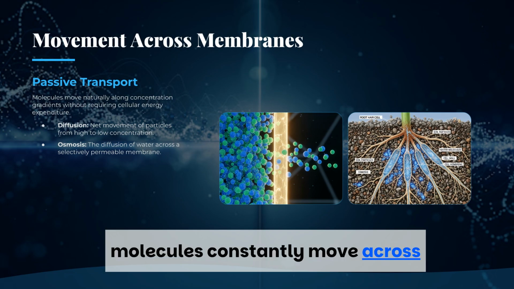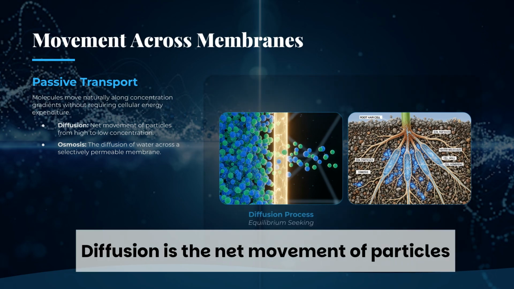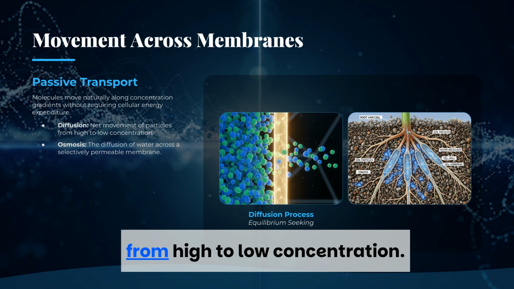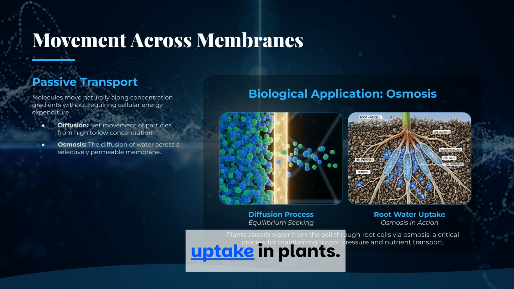Molecules constantly move across membranes via passive transport, which doesn't require cellular energy. Diffusion is the net movement of particles from high to low concentration. Osmosis is the specific diffusion of water, critical for processes like root water uptake in plants.